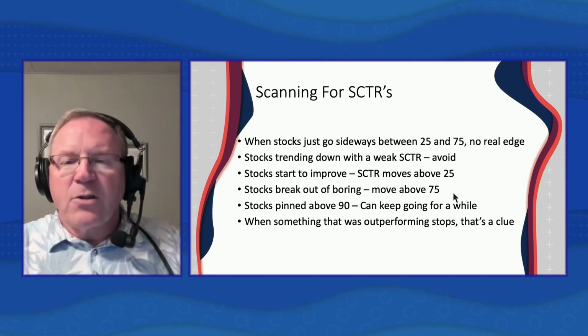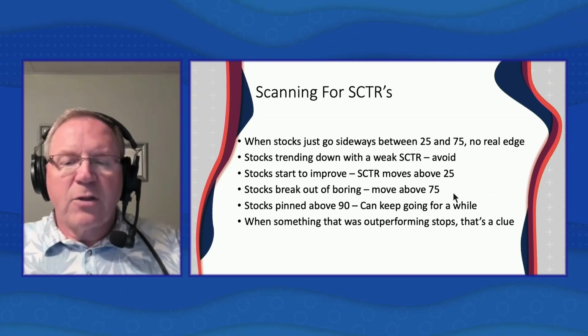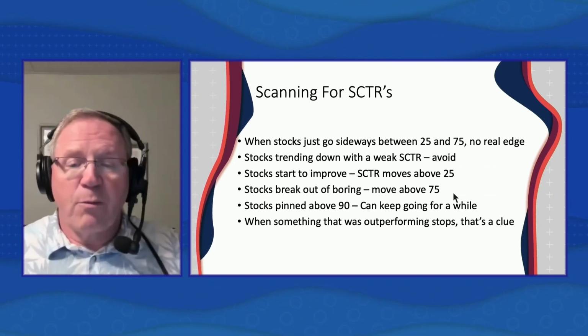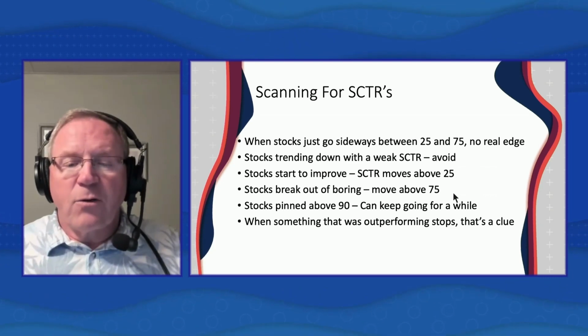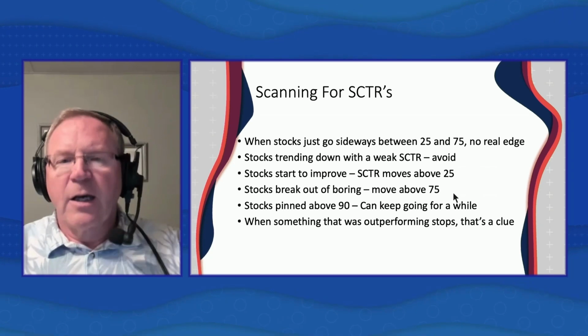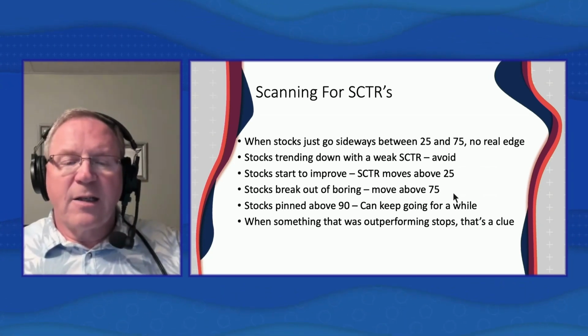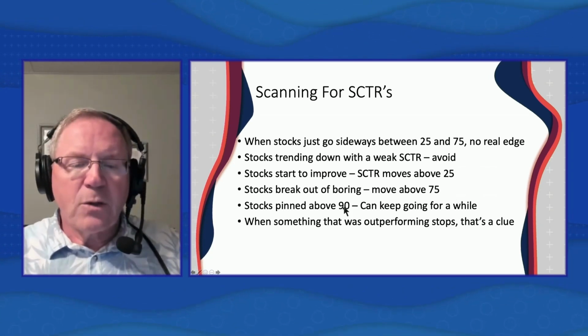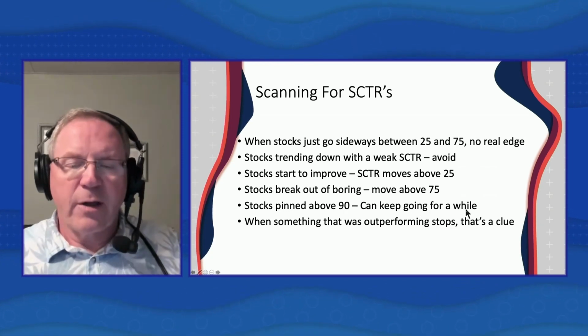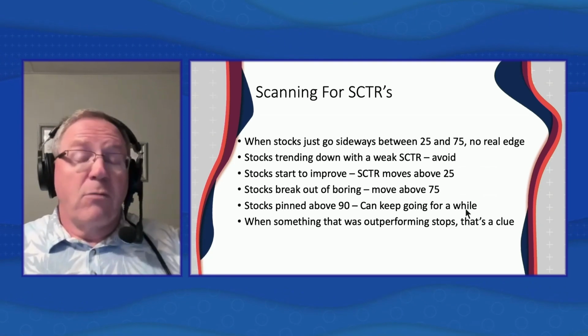You can have technology stocks that will run for years and then all of a sudden give it up, and they'll fall, and they might spend 2 years underperforming. So the trick is to try and be aware of when that trend changes so you can move your money out of that stock and into something else that's continuing to work. So stocks that are pinned above 90 can keep going for a while, and that's a really strong thing to look for. So you could just scan for that.